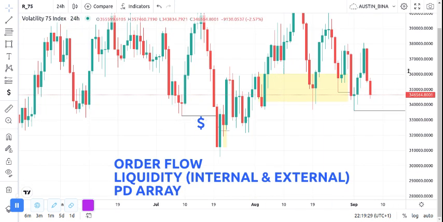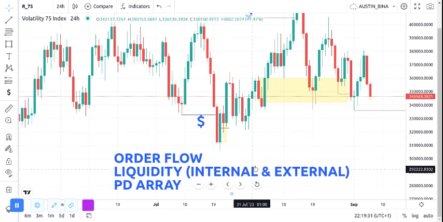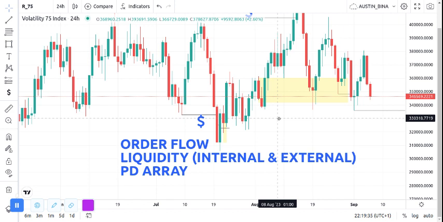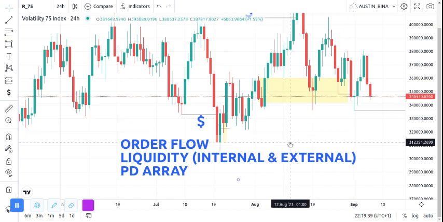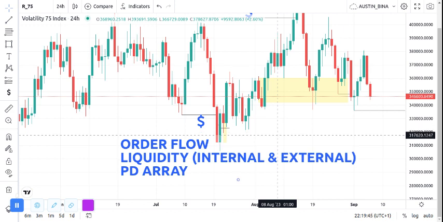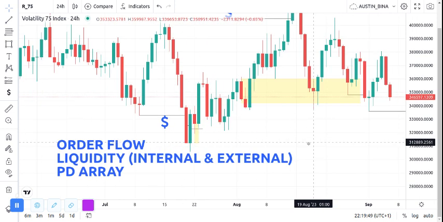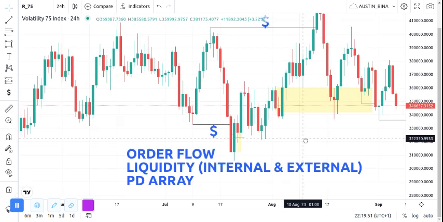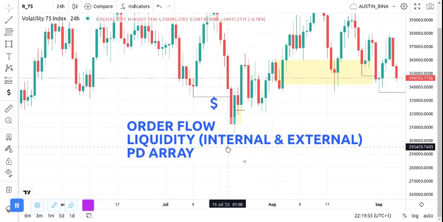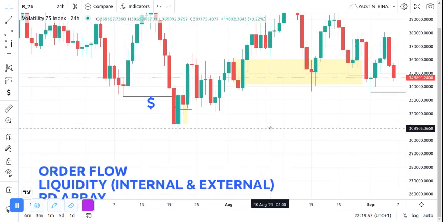The PD array consists of two parts, premium and discount. The premium is where you love to be selling, and the discount is where you love to buy, because nobody wants to buy a commodity when the price is very expensive. You love to buy a commodity when the price is very cheap. That is the discount. You buy at a discount and then you sell at a premium.